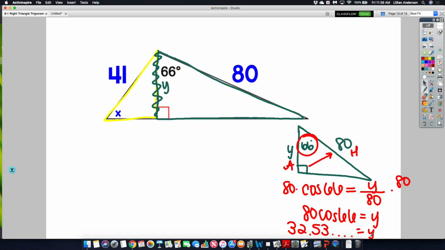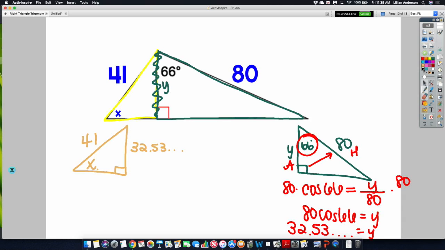Now remember what I said about that other problem. I am not going to round y. I'm not looking for y. I'm looking for x. And so in order to find x, I need to use the non-rounded answer, okay? But now that I know that side, I'm able to find x, again, using trig.